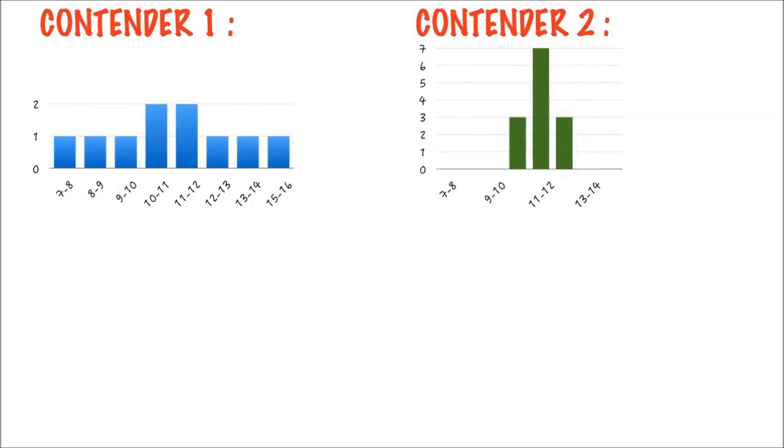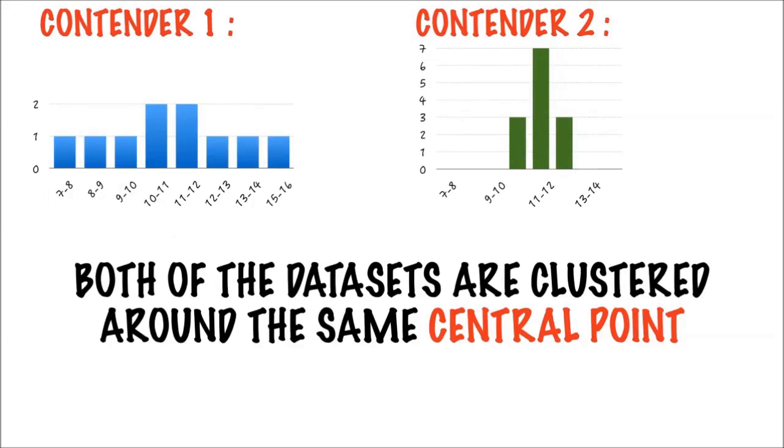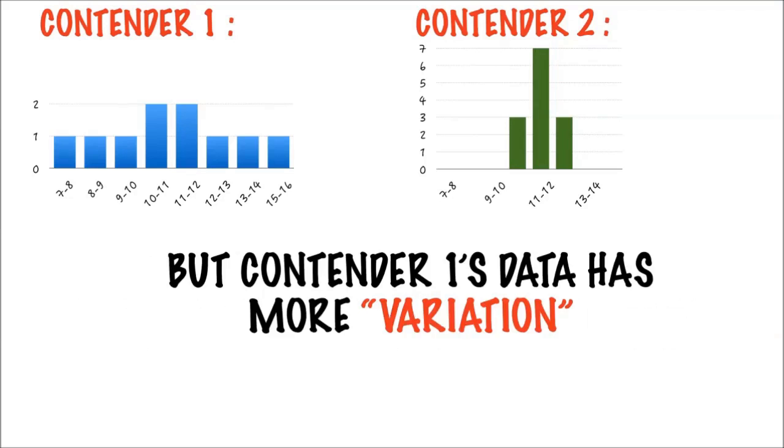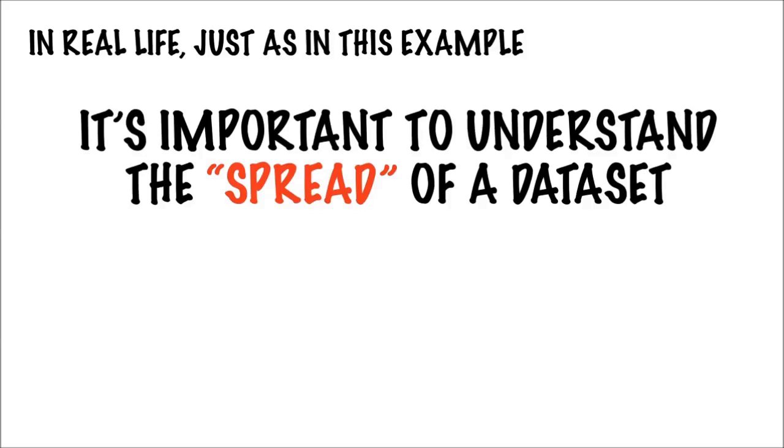As you can tell, with both of these graphs, they are clustered around the same central point, which is the interval of 11 to 12. So as measured by their central point, it's not possible to tell these two contenders apart. But even so, the shape of the histogram indicates to us that there is something wrong with contender 1. And why is that? It's because contender 1's data has way more variation horizontally. The difference between the smallest and the largest values for contender 1 is a lot greater than it is for contender 2. Among sportsmen, these graphs would correspond to a very inconsistent versus a very regular and consistent sportsman's performance.